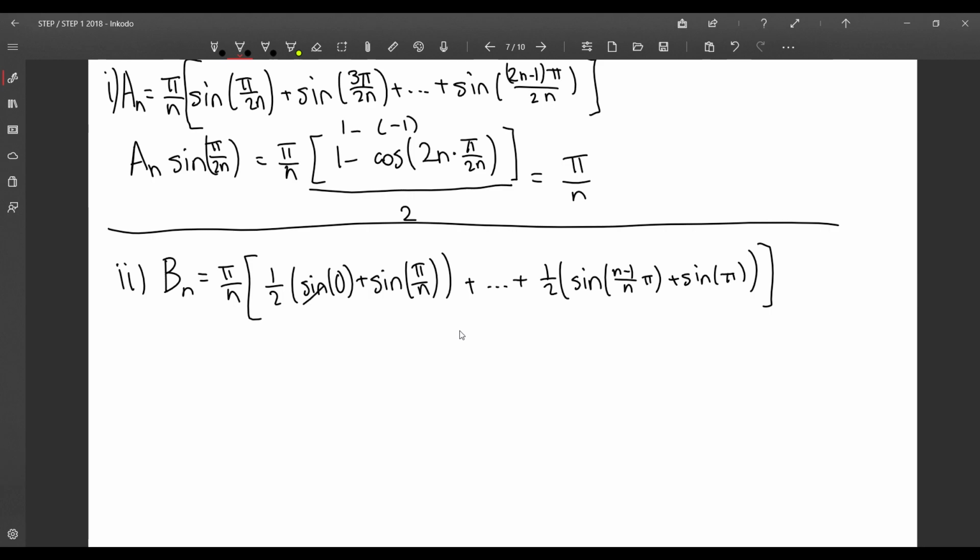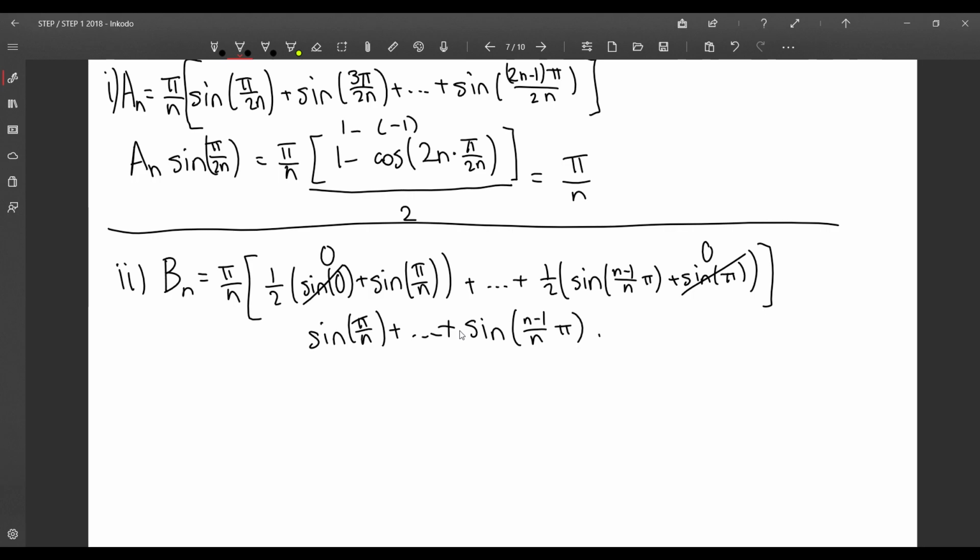So what happens is we can ignore these endpoints since they're 0, and then we have all these 1/2s that add up. So we essentially just have sine of pi over n plus dot dot dot plus sine of n minus 1 over n pi.